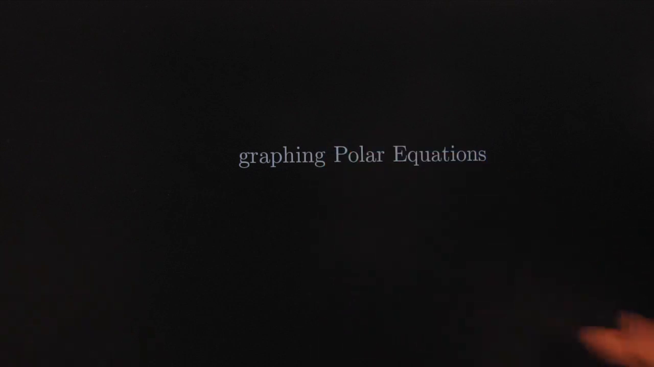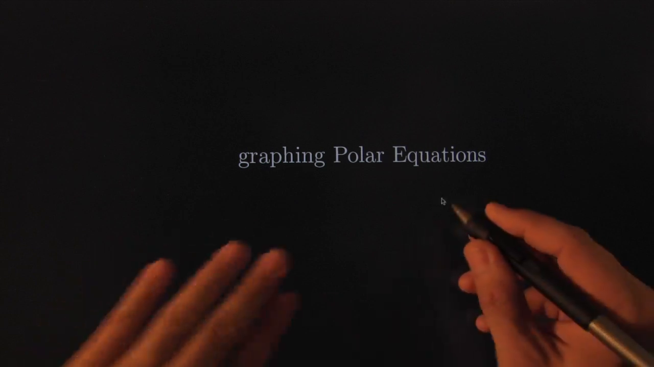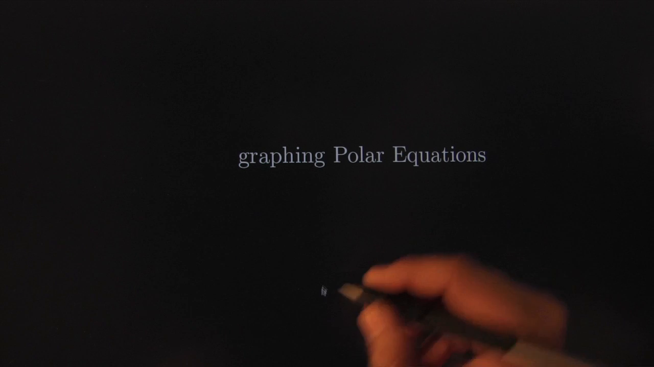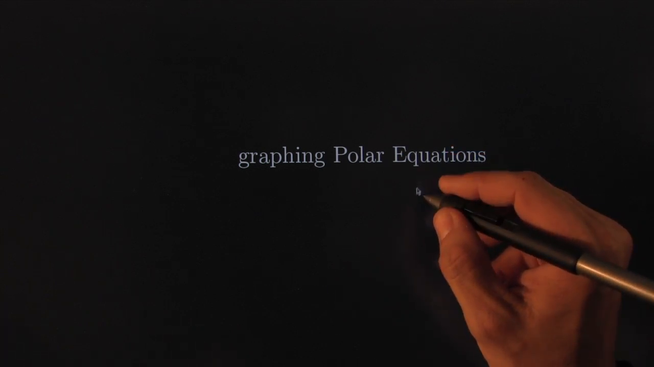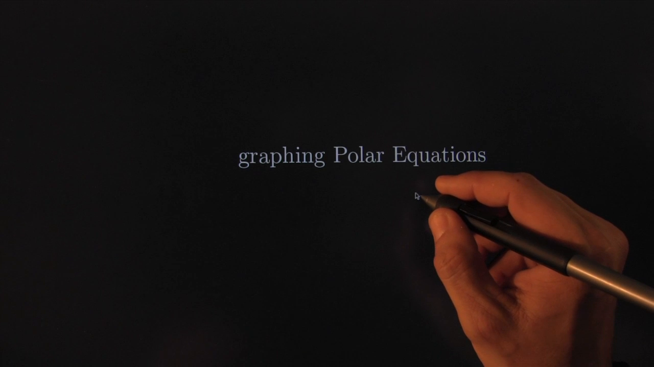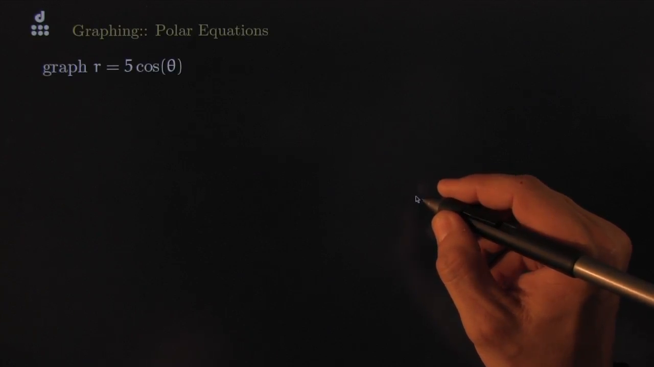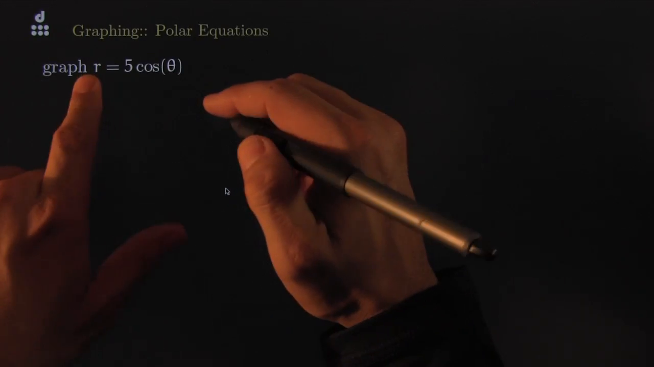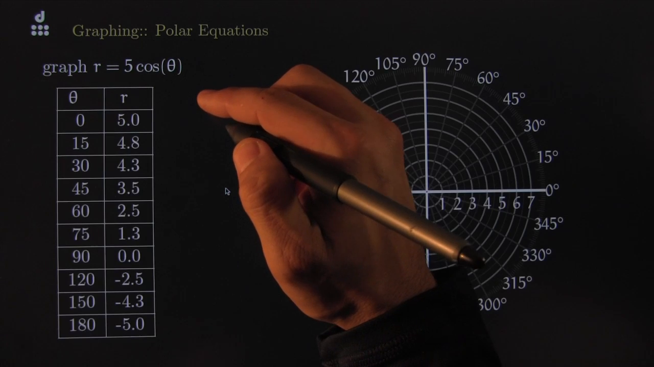Alright, so let's do some graphing. It's going to go similar to the same techniques that we used before to graph parametric equations. We make a chart. We fill in the points. Let's have some standard equation here, like r is equal to 5 cosine theta.